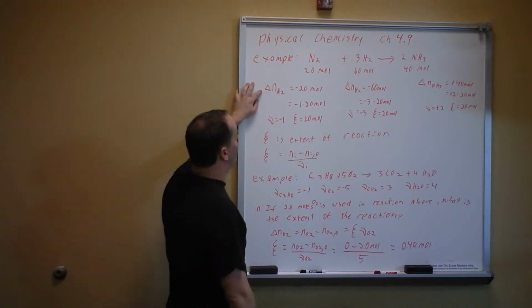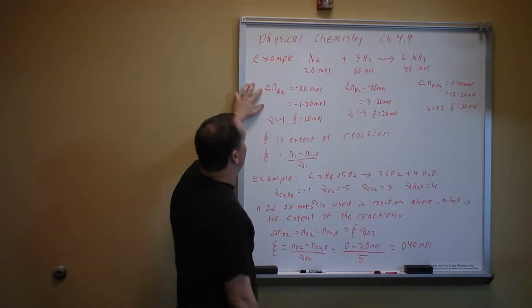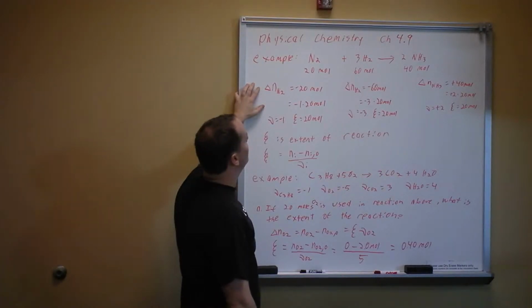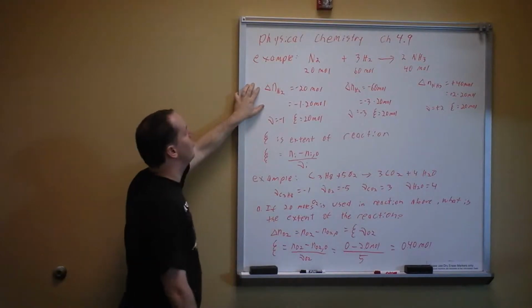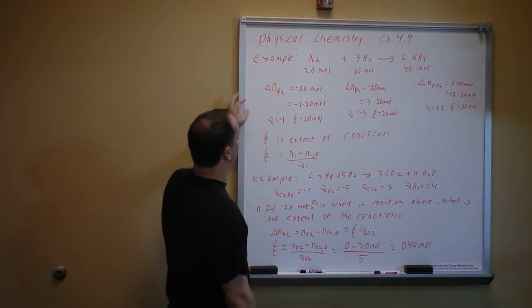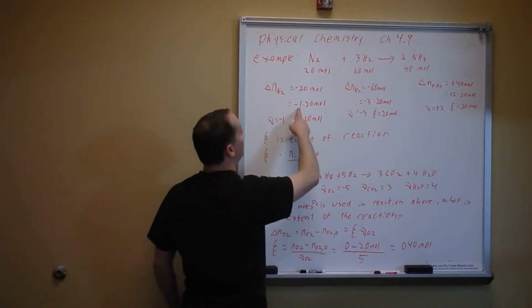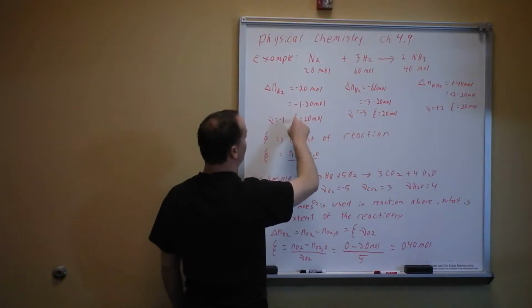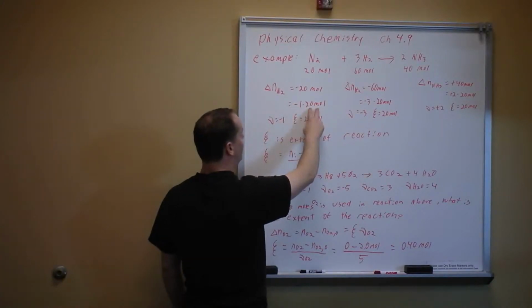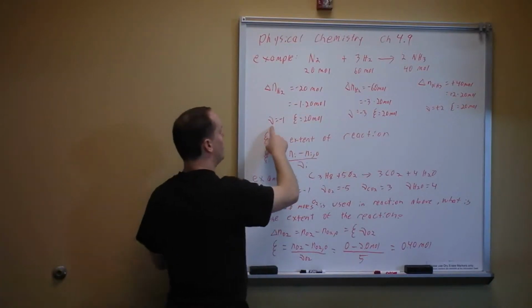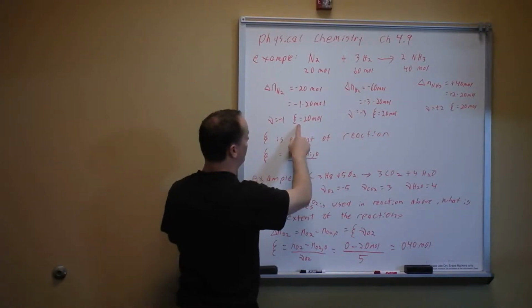Now we know that for the nitrogen, the change in the number of moles is going to be minus 20, because we went from 20 moles down to 0 moles, so that's minus 20 moles. Now, our stoichiometric coefficient, nu, is minus 1 because it's a reactant. So we pull out the minus 1, and our extent is 20 moles. So nu is minus 1, change is minus 20.